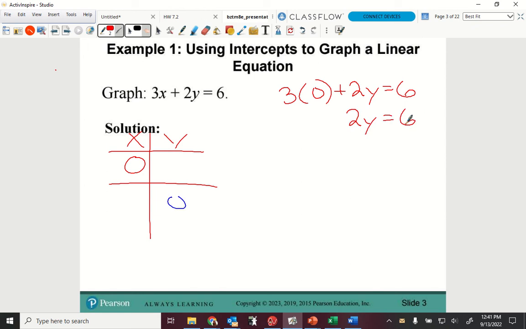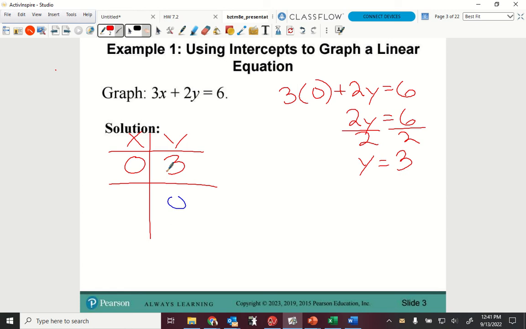Now, the 2 is multiplying by the y. So what is the opposite of multiplication? Division. So I'm going to divide both sides of this equation by 2, because I want to get that y by itself. And so y is, very good, y is 3. So that's my first ordered pair. That's my first coordinate that I'm going to use.